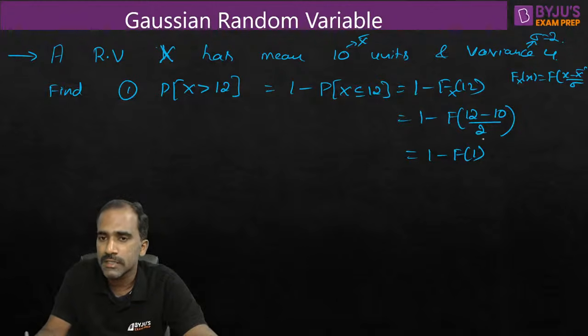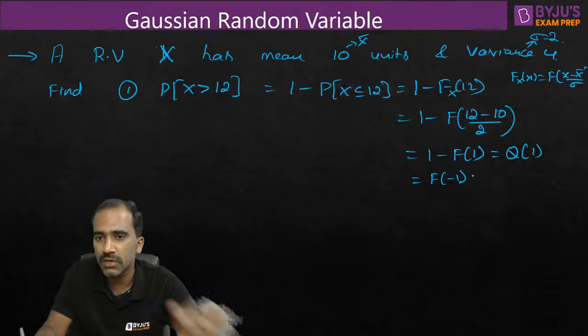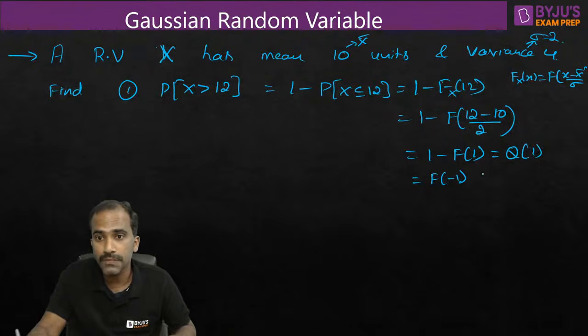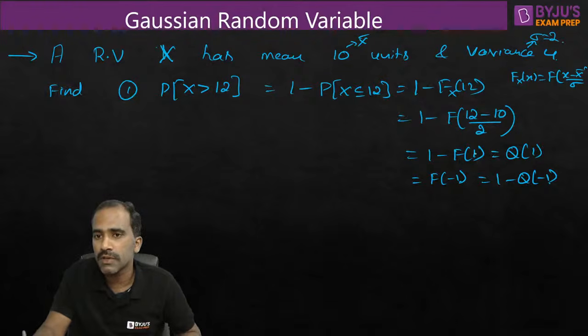And you can leave it at this place. And we know 1 minus F of x naught is the same as Q of x naught, which is Q of 1. 1 minus F of x is Q of x. Or we can also write it as F of minus 1, because Q of x naught is the same as F of minus x naught, right? You can write it that way also. Or we can also write it as 1 minus Q of minus 1, because F of minus 1 is the same as 1 minus Q of minus 1. So there are 4 different ways in which you can write the answer. In the options, you might find one of these 4.